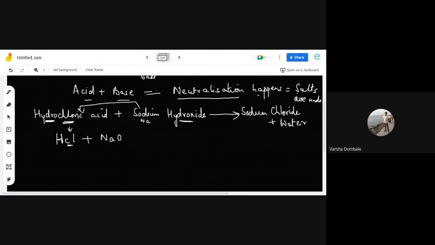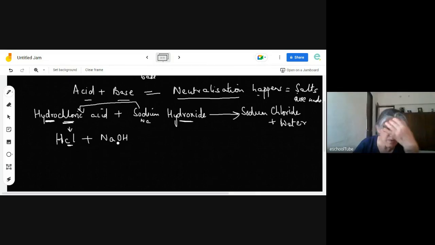And where we use the hydrochloric acid, we use in medicines, in different things, we use for different experiments. We'll see that later. Okay. Abhi first understand the reaction. What is happening? Hydrochloric acid plus sodium hydroxide. Acid plus base. What is happening?